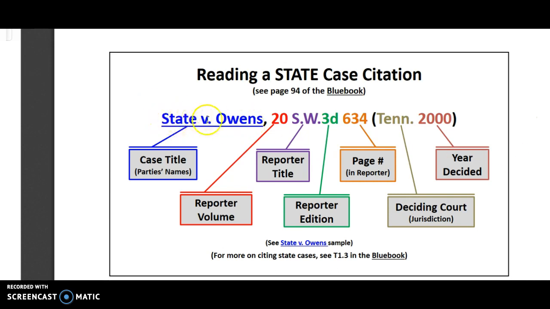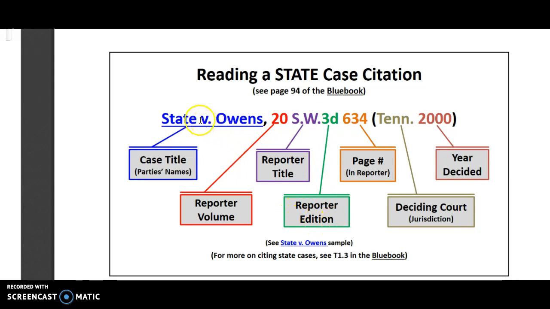This example is State versus Owens, which is the title. The first number we come to is going to be the reporter volume. The next one we come to, which is the Southwest, is the reporter title. So we know that Southwestern is the reporter, but we also need to know the edition because there's more than one. So our next number, which is 3D, is the reporter edition.